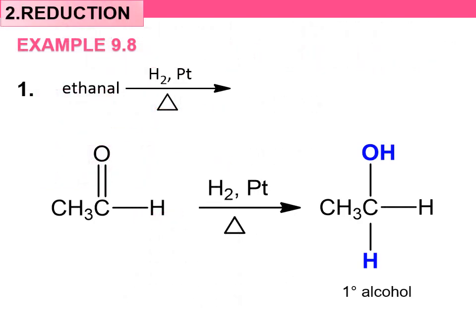Page 315, example 9.8, question 1. Ethanal is undergoing reduction using reagent hydrogen gas, platinum, and heat, producing a primary alcohol, ethanol.